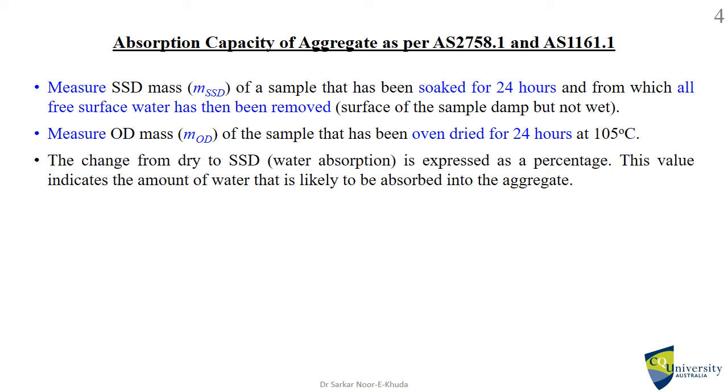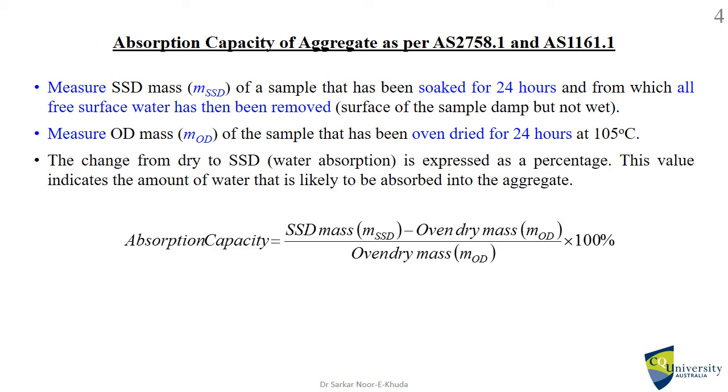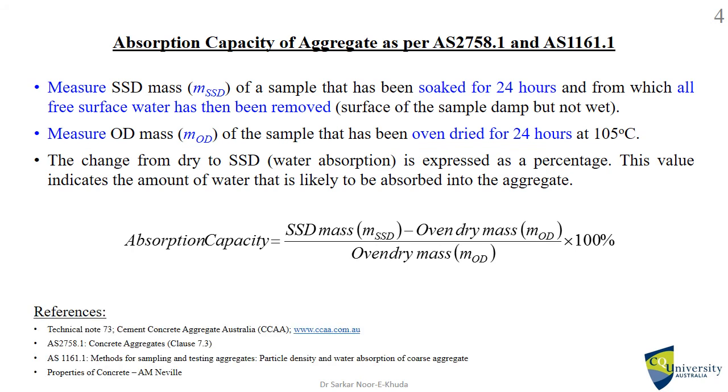Then we will measure OD mass, MOD, of the aggregate sample that has been oven dried for 24 hours at 105 degrees Celsius in the laboratory. Now we will use the simple formula shown to measure the absorption capacity of the aggregate sample. If you carefully look into the formula, you may notice that absorption capacity is actually the moisture content at SSD state. The references used in this tutorial are shown at the bottom of the slide. I strongly encourage students to go through the Cement Concrete Aggregate Australia website, especially the technical notes. You may also refer to the book Properties of Concrete by Neville.